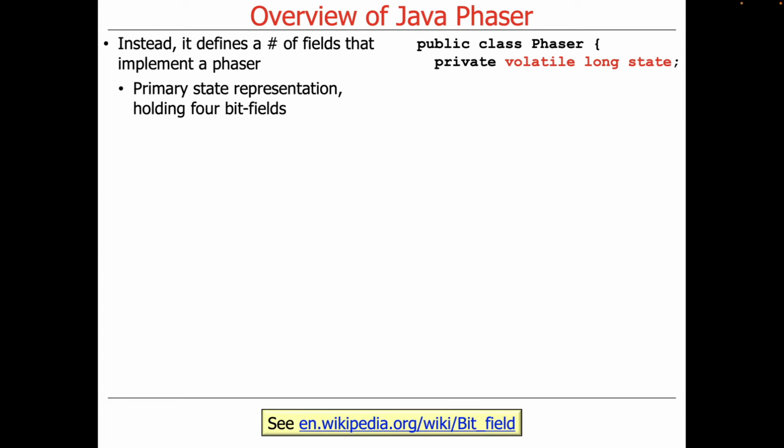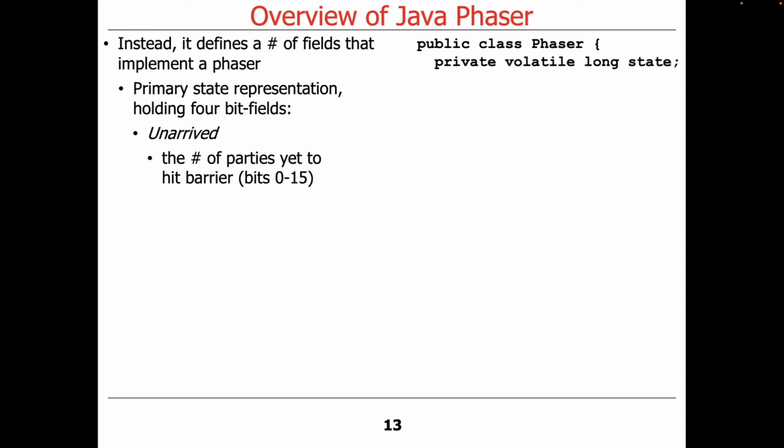It's basically using this volatile long as a bit field, or a set of bit fields. And there are 4 of them. One of them is the unarrived bit field, which keeps track of the number of parties yet to hit the barrier. So that's bits 0 to 15 that are used for that. That gives you a sense that it's bounding the number of things you can actually wait for. I think you can't have more than 32,000 parties, which would be quite a lot. Yes, that's 32,000 threads.